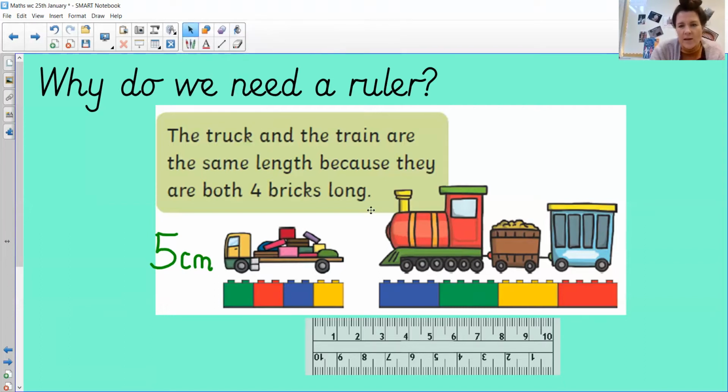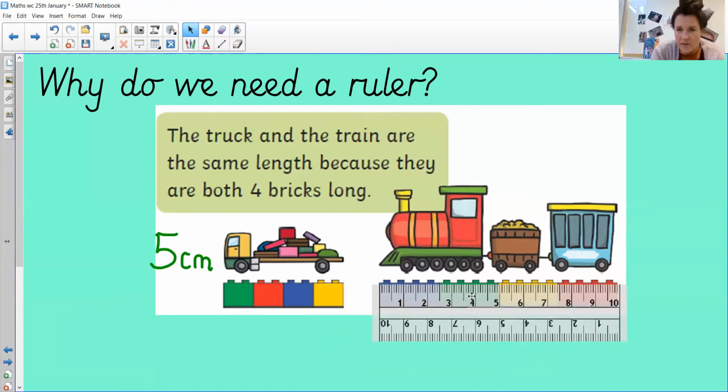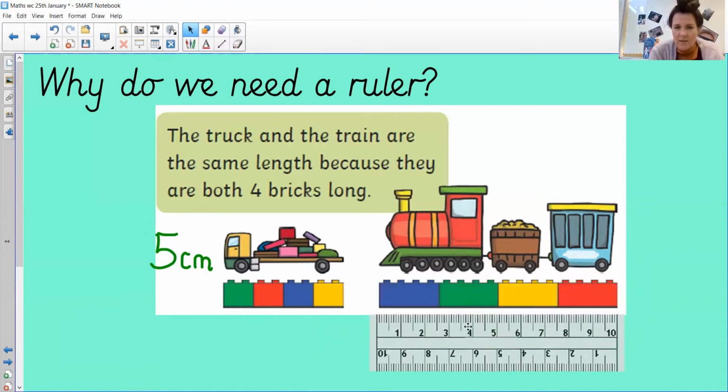Okay, so now what we're going to do is use this ruler. I'm going to measure the train. Okay, so we've now worked out that the truck is 5 centimeters long. Let's work out how long the train is using centimeters.